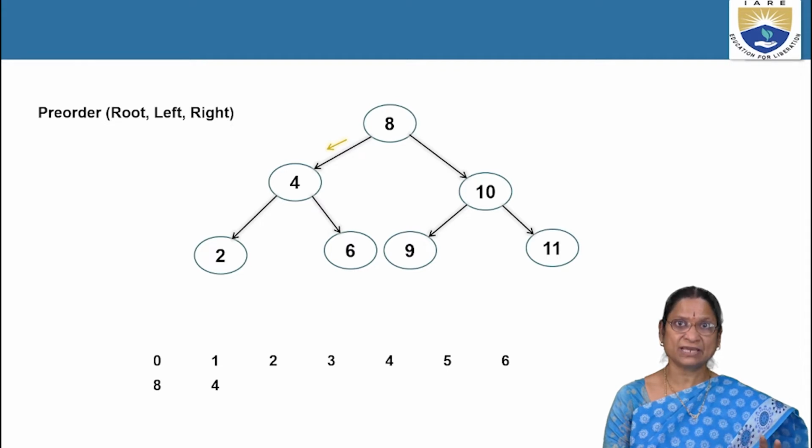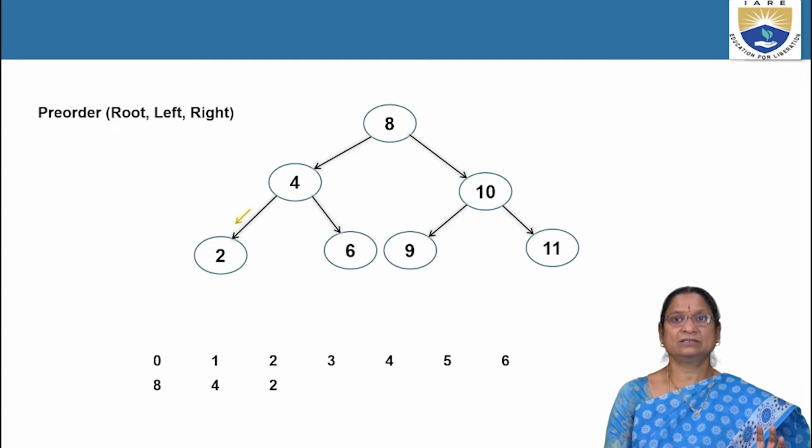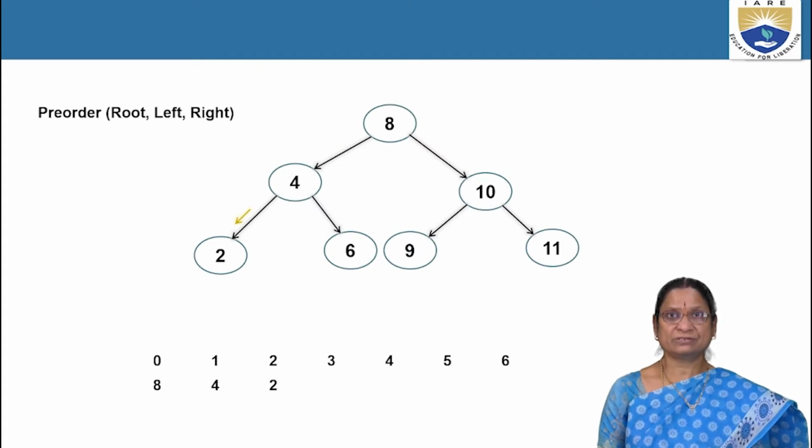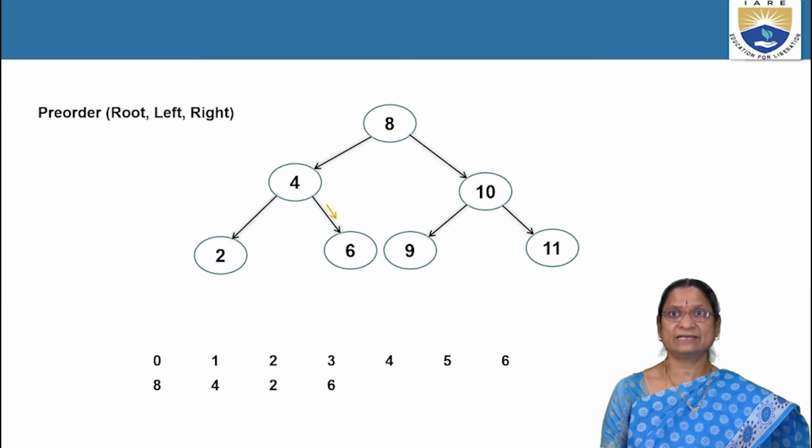In the left subtree also, again the root. What is the root value here? 4. 4 will be processed. Then again it will move to the left subtree. 2 is the root. Root will be processed. No left subtree. It will come back to the root again. The root is already processed, so it will move to the right subtree.